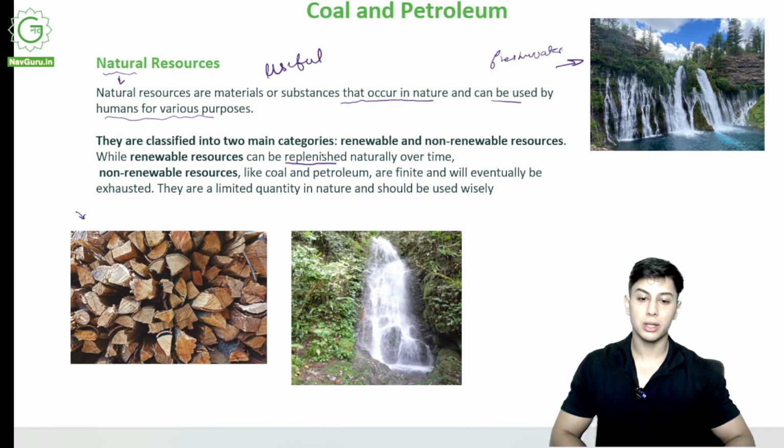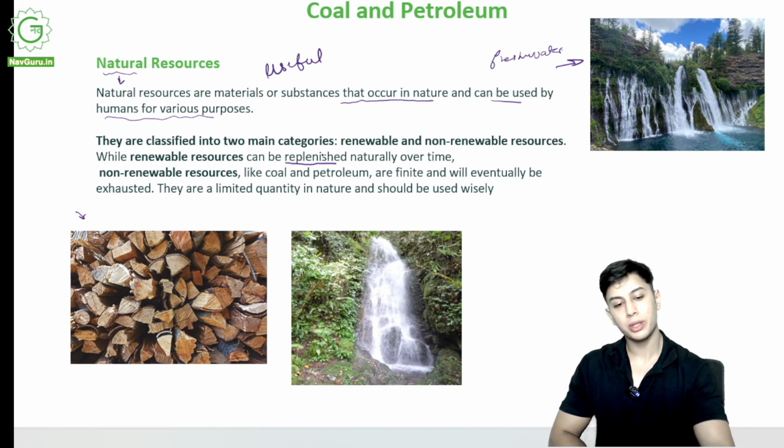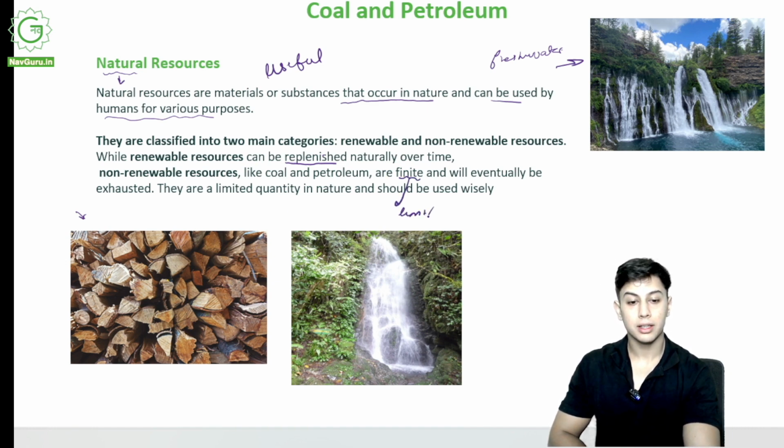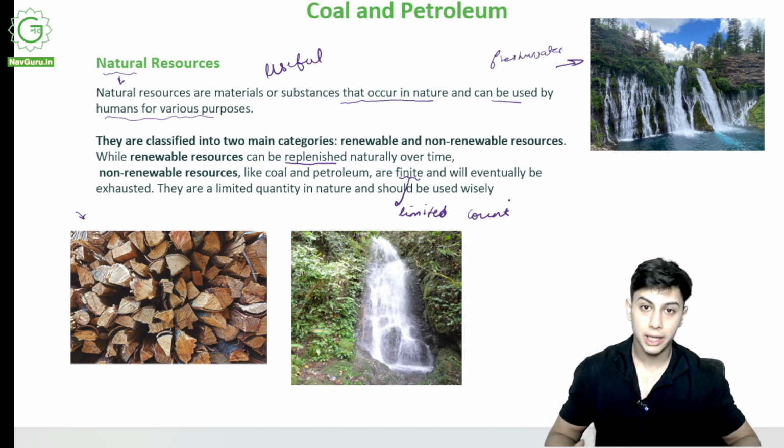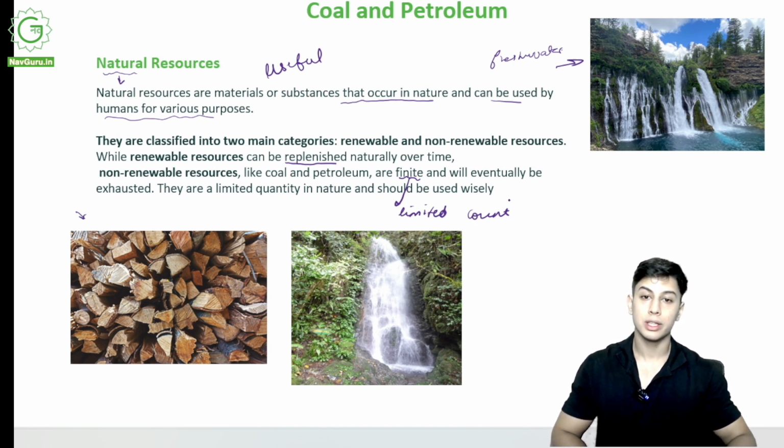Non-renewable resources like coal and petroleum are finite. What do I mean by finite? What is finite? Limited. Okay, I can count it. There is only some amount of it. There is no unlimited supply. It is finite.